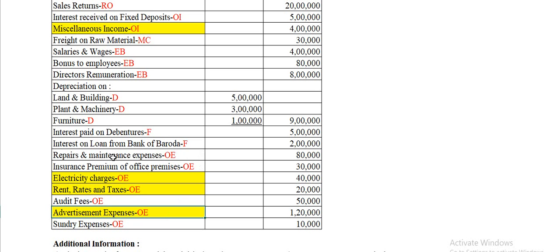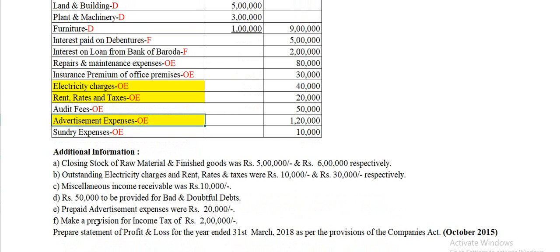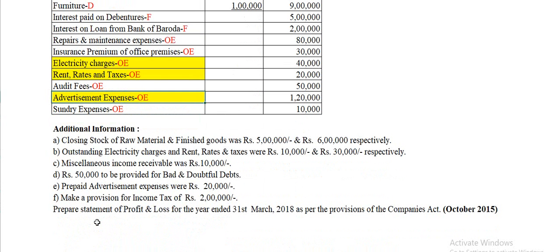First I have to write repair and maintenance, insurance premium and audit fees. These are actually the expenses which don't have any adjustment, but before that first we have to see what type of adjustments are there.